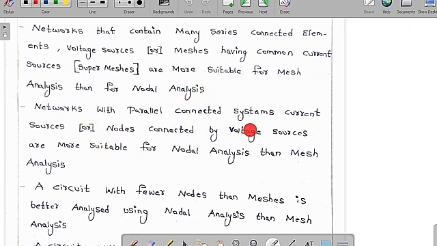Networks with parallel connected elements, current sources, or nodes connected by voltage sources are more suitable for nodal analysis rather than mesh analysis. If any circuit contains more meshes, it is best to use mesh analysis. But if any network contains more voltages across the nodes, it is preferred to use nodal analysis rather than mesh analysis.